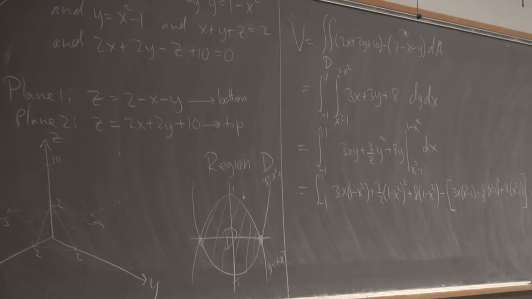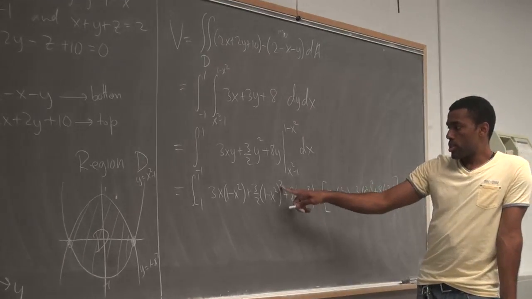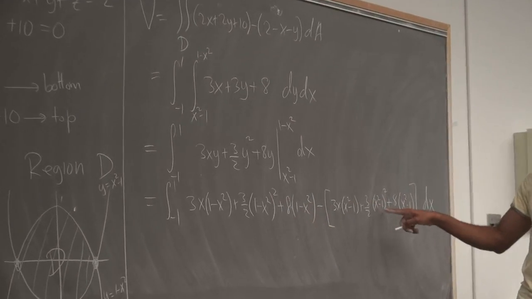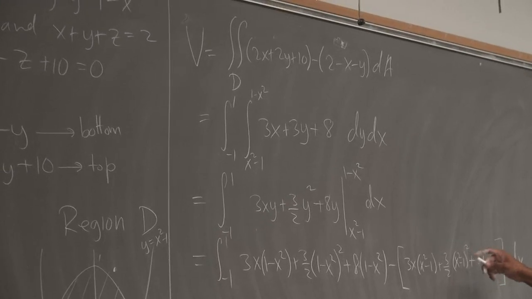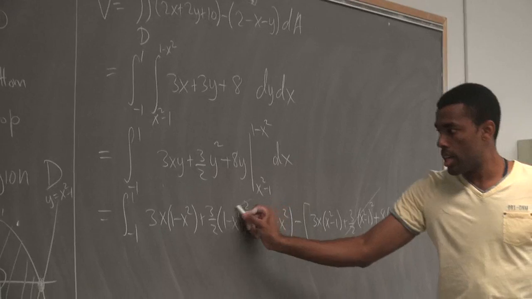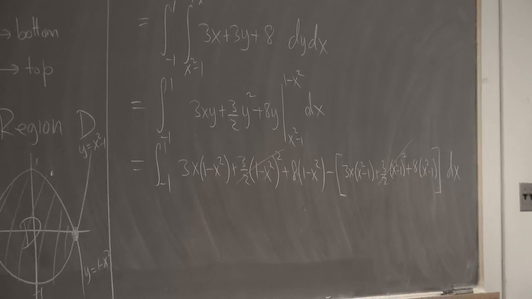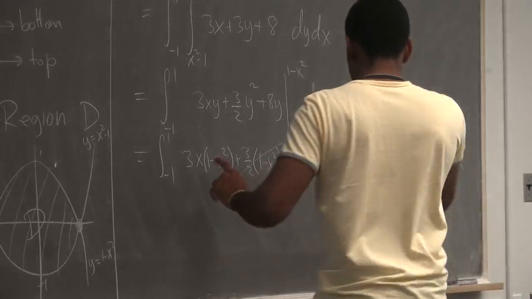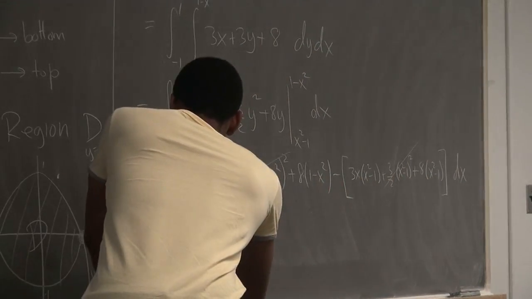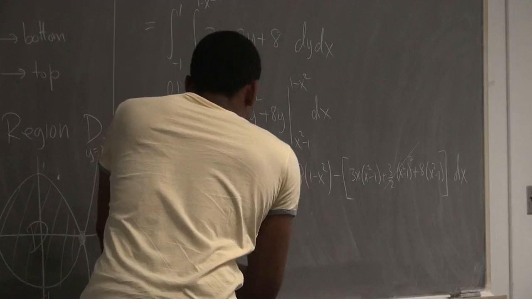Now, 1 minus x squared squared and x squared minus 1 squared, they're actually the same thing, right? So this will actually kill that. And now we just multiply these guys out, see what we get. So there's going to be a lot of guys dying here.